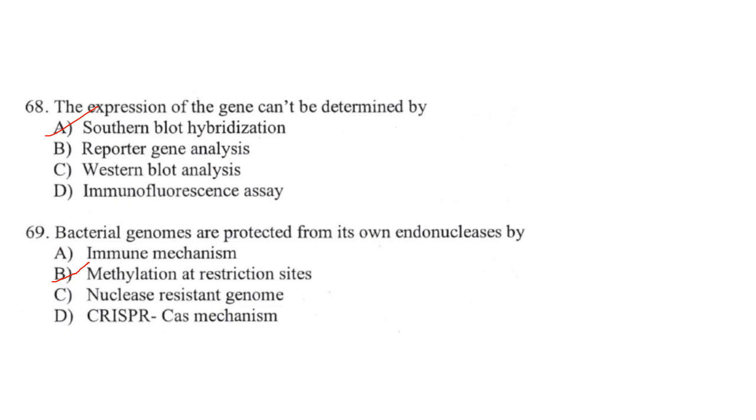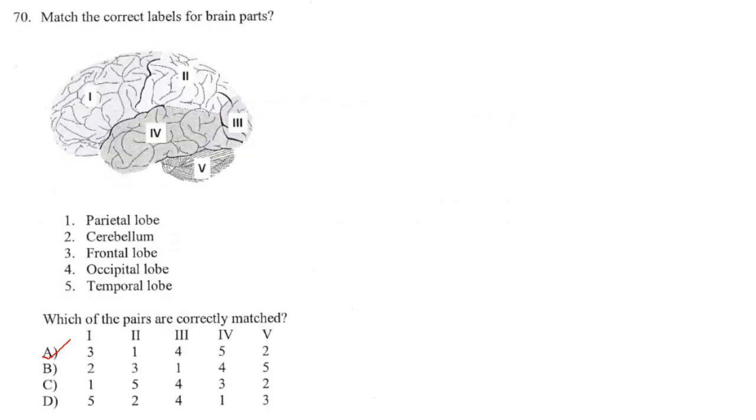The next one, bacterial genomes are protected from its own endonucleases by. So they are protected by methylation at restriction sites. Answer is option B. Then match the correct labels for the brain parts. So first one is frontal lobe, second one is parietal lobe, third one is occipital lobe, fourth one is temporal lobe, and fifth one is cerebellum. So the answer is option A.